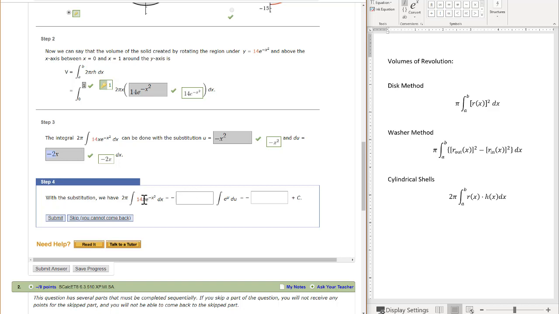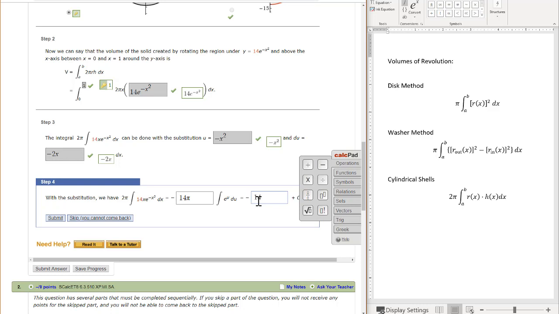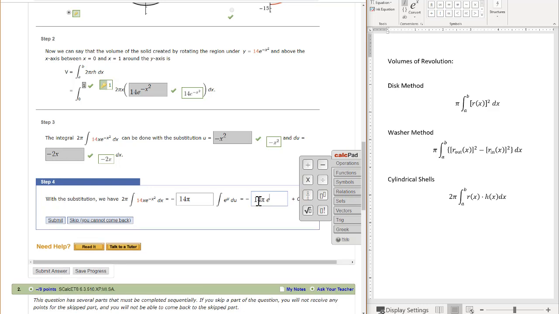So this is going to be negative 7 here. The negative 7 can go outside and gets multiplied by 2, so that's back up to negative 14. So this is 14 pi. And then we have x is taken care of. We just have e to the u du. So that's the integral here, and the antiderivative of that is e to the u. There's a negative out here already, so we don't need to add that negative. 14 pi e to the u plus c.